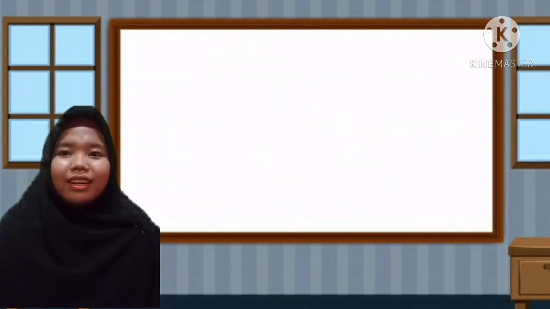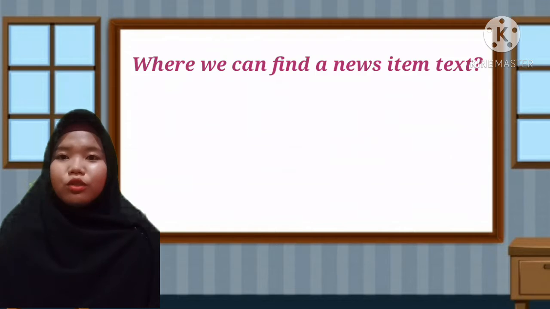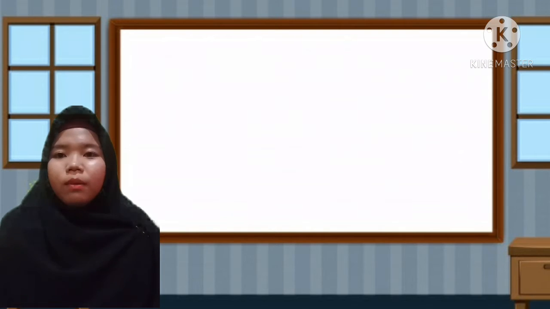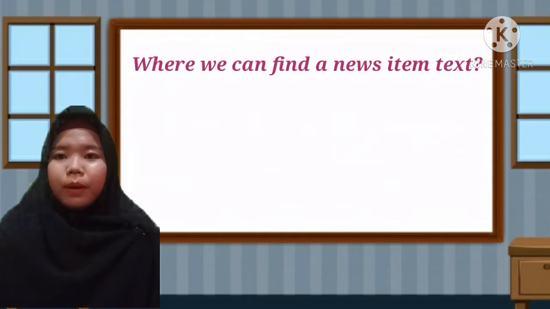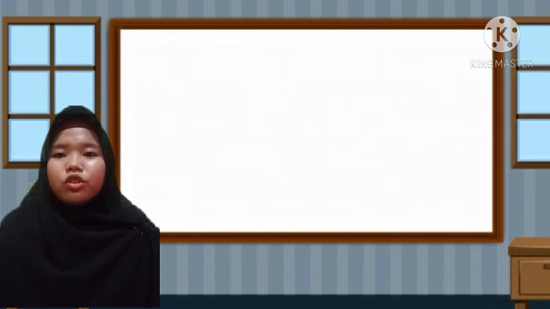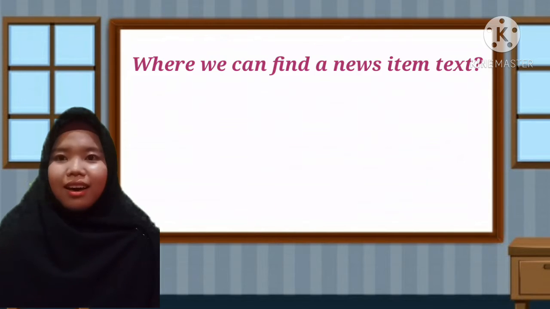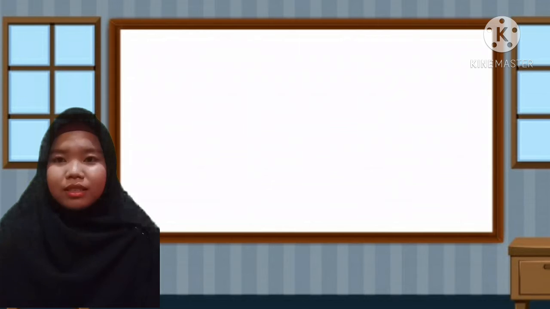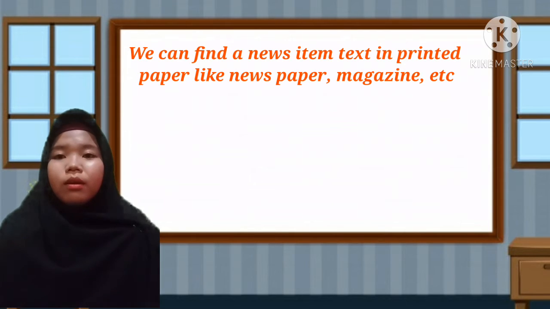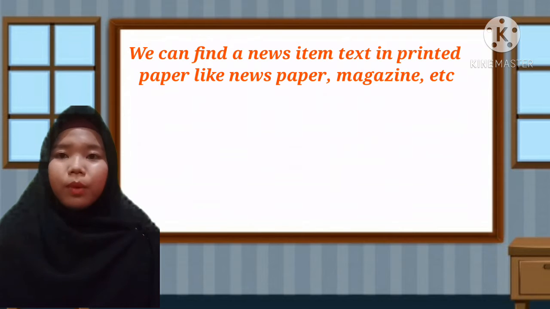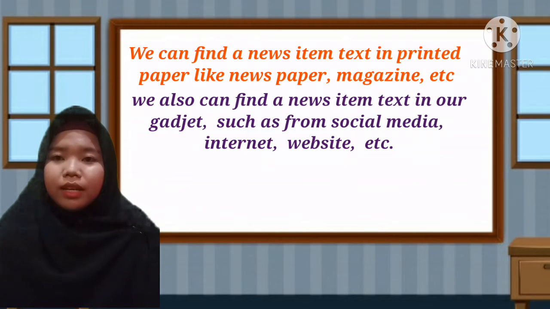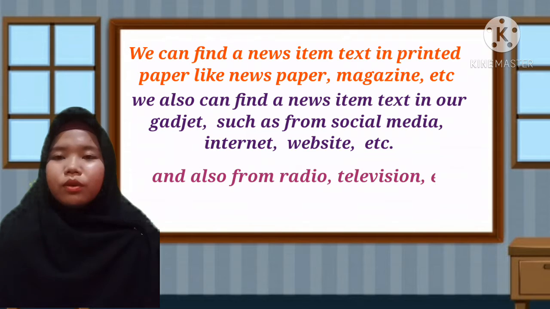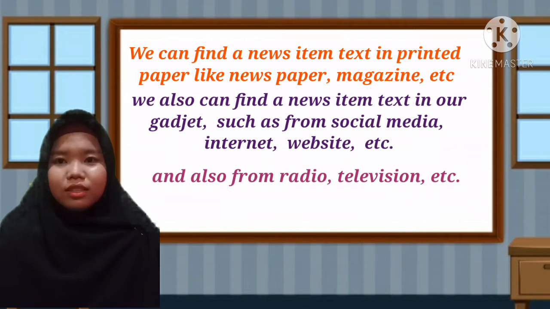So, where can we find a news item text? Do you like to read a newspaper or magazine or another printed paper? Or maybe do you like to watch television? Yeah, in there we can find a news item text. We can find a news item text in printed paper like magazine, newspaper, or etc. Or maybe in our gadgets, like in social media or on the internet or in a website or etc. Or maybe in television or radio or etc.